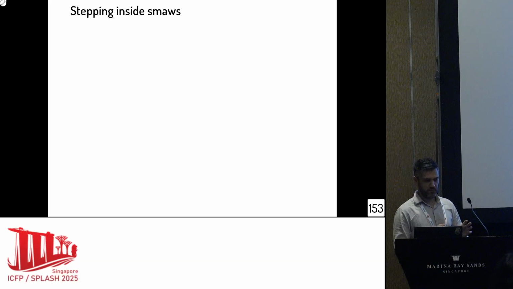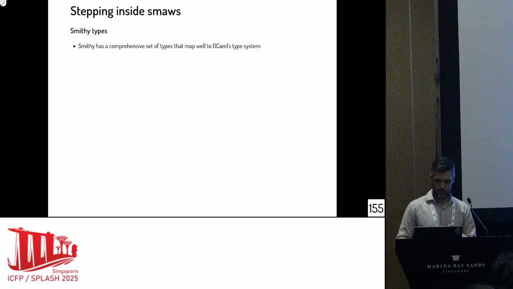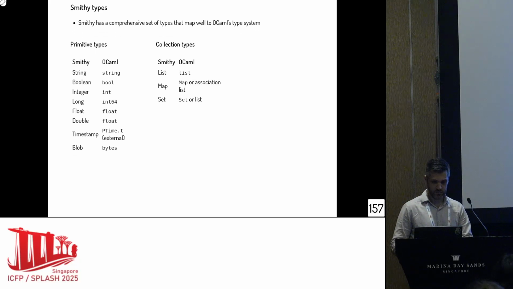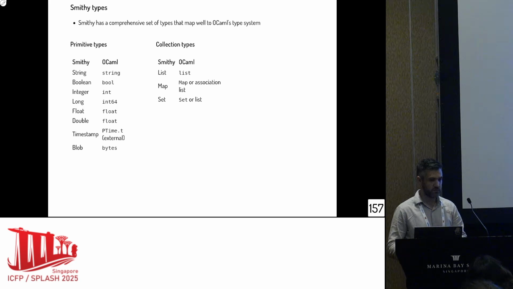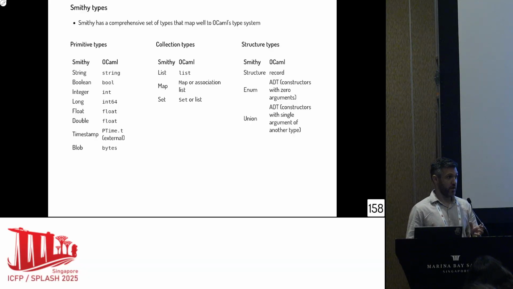Maybe we'll take a little bit of a look inside Smaws now. So Smithy itself has a fairly comprehensive type system that maps pretty well to OCaml. Primitive types and collection types are pretty straightforward. They don't require much else except one external library, which is ptime for timestamps. Even composite types like structures, enums and unions map relatively well. An enum is like an ADT with zero arguments. A union is like an ADT with a single argument of a different type.